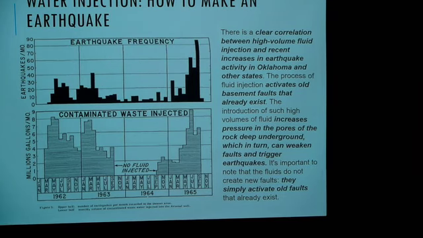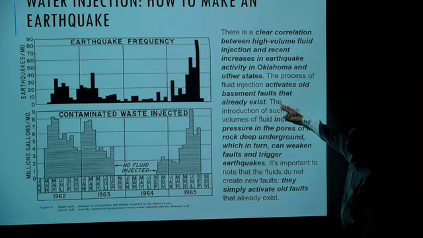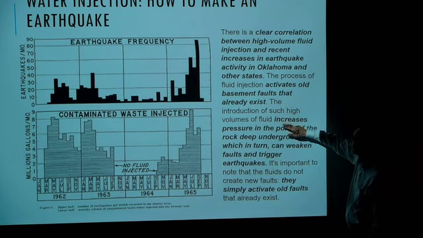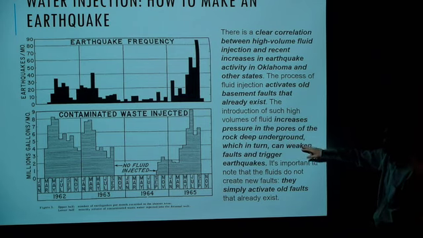Another one is how to make an earthquake. There's a clear correlation between high fluid volume injection and recent increases in earthquake activity in Oklahoma and other states. The process of fluid injection activates old faults that already exist. The introduction of such high volumes of fluid increases pressures in the pores of the rocks deep underground, which in turn can weaken the faults and trigger earthquakes.